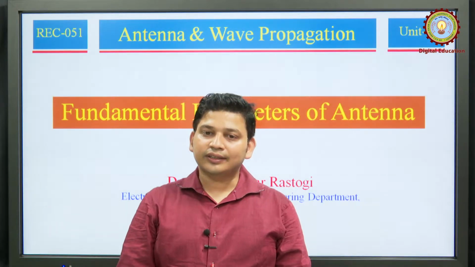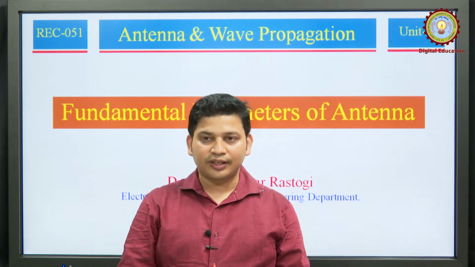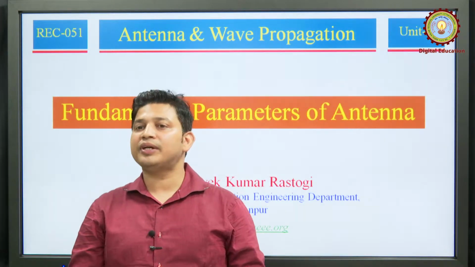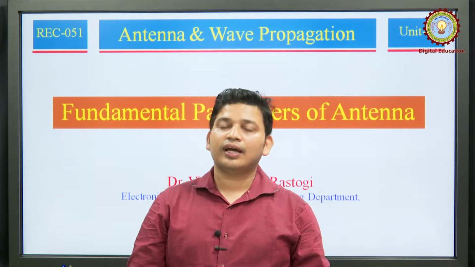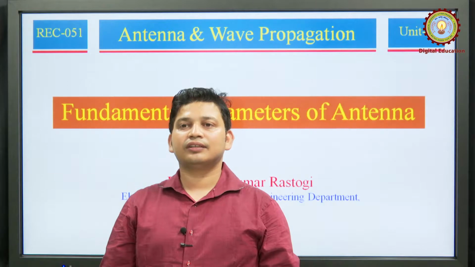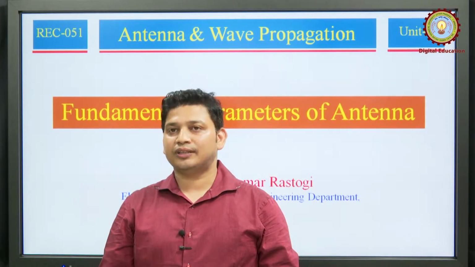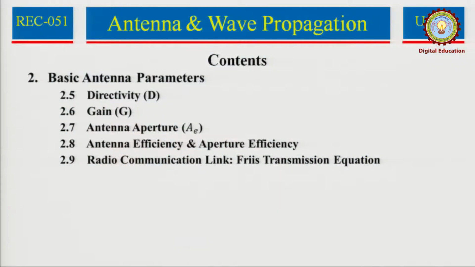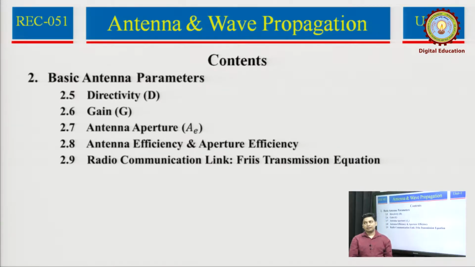In this lecture, continuing the fundamental parameters of antenna, we are going to discuss directivity, the most important parameter, gain, efficiency, aperture, and later on we discuss the Friis transmission equation. So, here is the content: directivity, gain, antenna aperture, efficiency, and radio communication link, which is the Friis transmission equation.